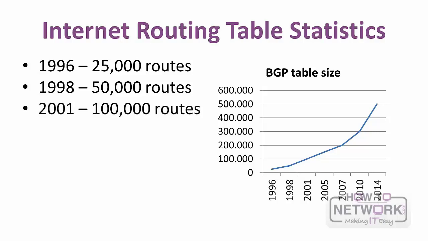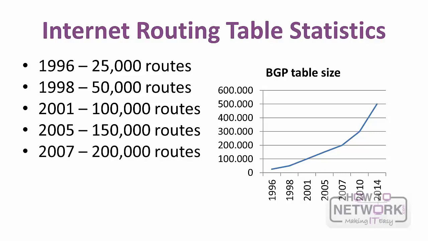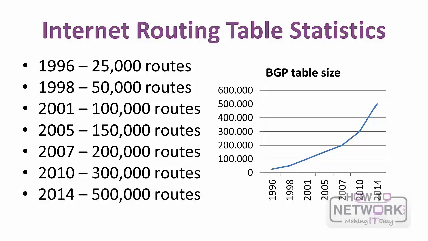In 2001, the number of routes in the Internet routing table was around 100,000. In 2005, around 150,000. In 2007, around 200,000. In 2010, around 300,000. And finally, in 2014, the number of routes in the Internet routing table reached 500,000.